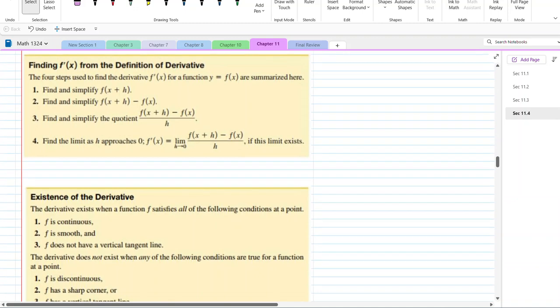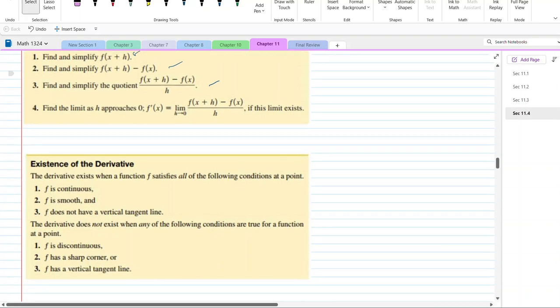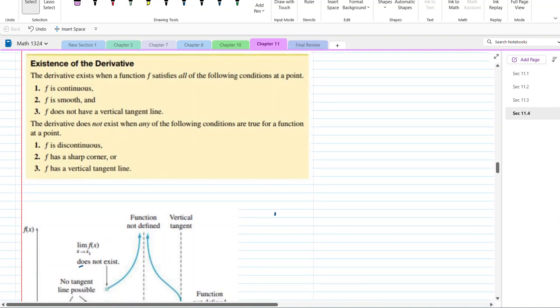We also found out that to get f prime of x from the definition of derivative, we first have to put x plus h for every x in the function, then subtract the original function from that output, and then divide by the h, and then take the limit. And remember, we have to make sure we factor out the h, otherwise the derivative does not exist.